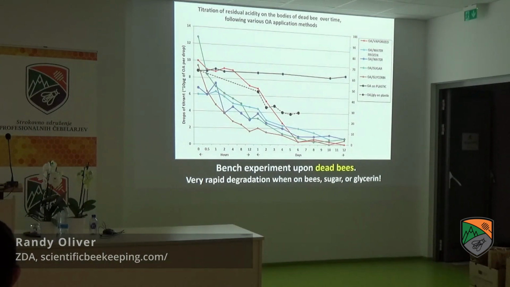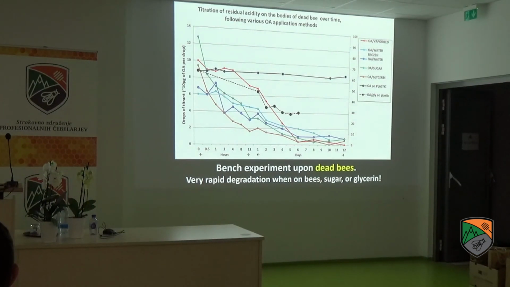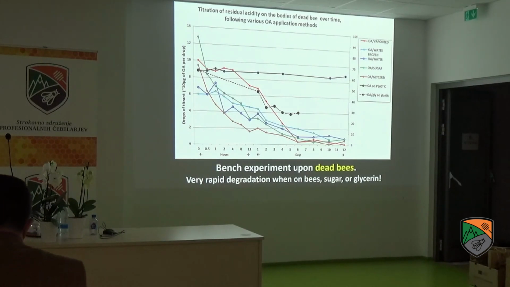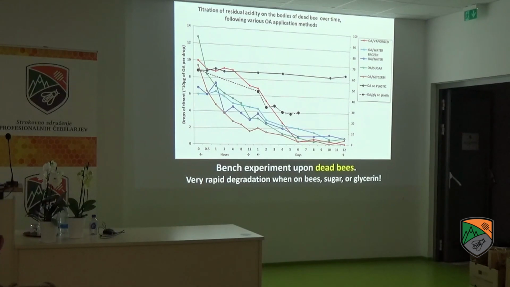Now first, for reference, I took some oxalic acid, dissolved it in water, and put it on a plastic cover slip, so no organic matter added to it. And then I also took some oxalic acid dissolved in glycerin, and some I dissolved in sugar, and put that also on a cover slip. And then we measured at half an hour, 1 hour, 2 hours, 4 hours, 8 hours, 12 hours, 1 day, 24 hours, then 2, 3, up to 12 days. So we're tracking first every few hours, then up to 12 days.